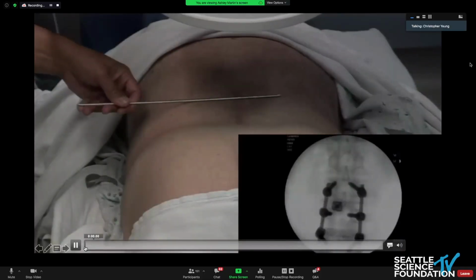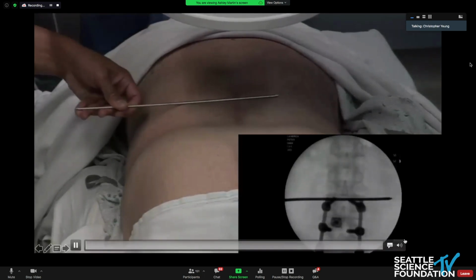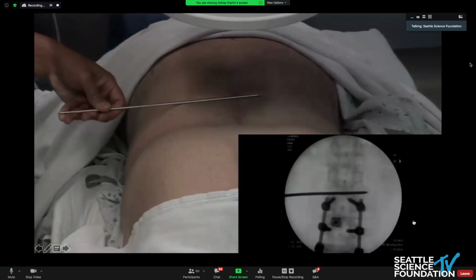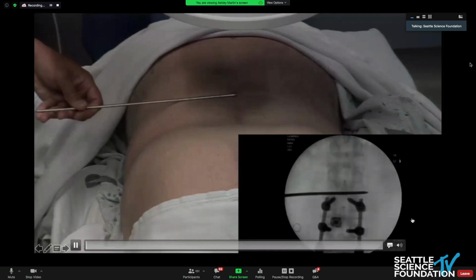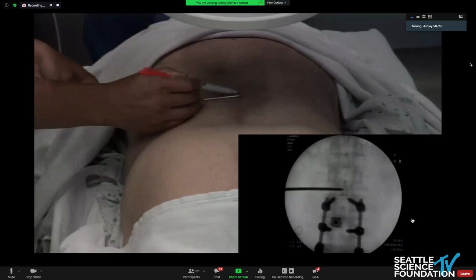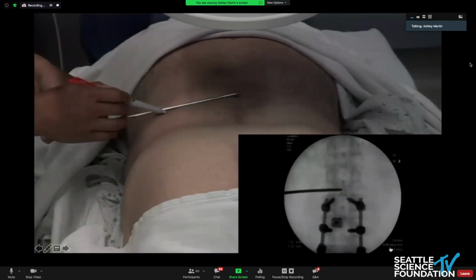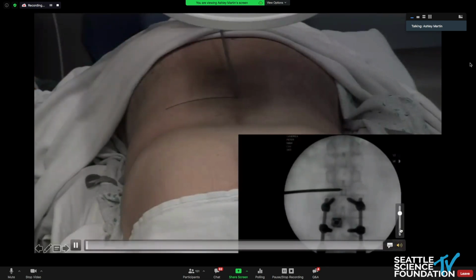This is just targeting the disc space here. Oh, I think we have sound now. If we could just turn that up a little bit. Disc space. Typically mark the midline and then go lateral. Okay, and then so here's the midline.